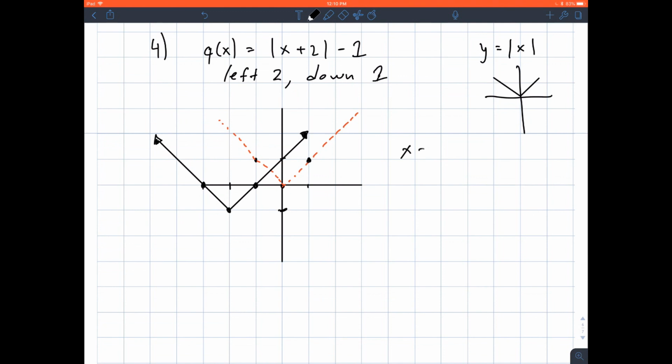Basically, our x-intercepts are negative 3, 0, and negative 1, 0. The y-intercept, basically on the graph, is 0, 1. So there we go. That would be our graph.